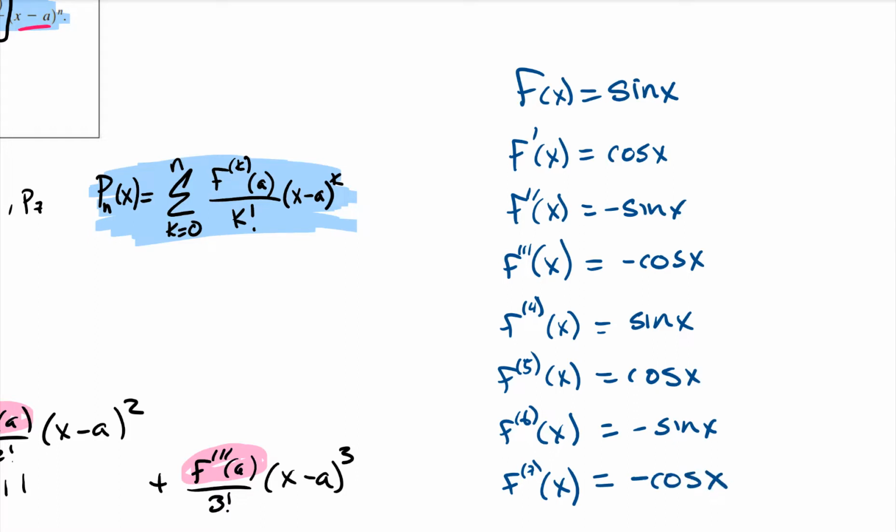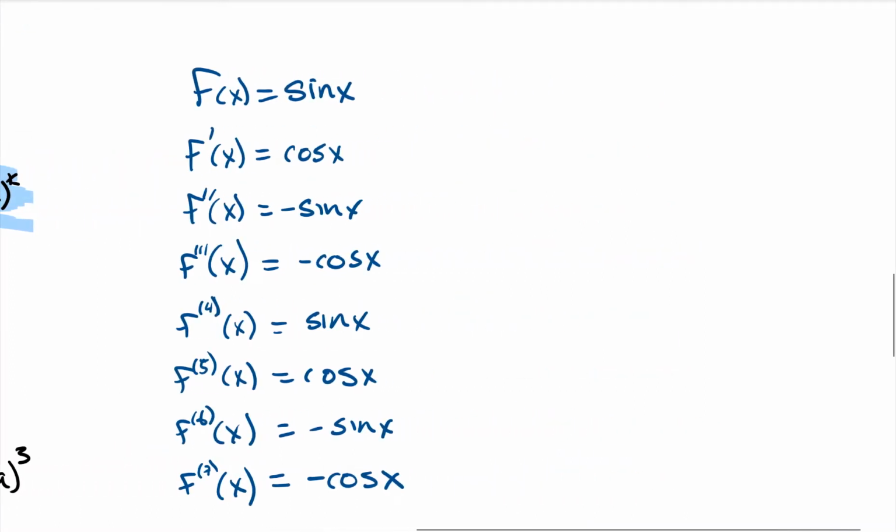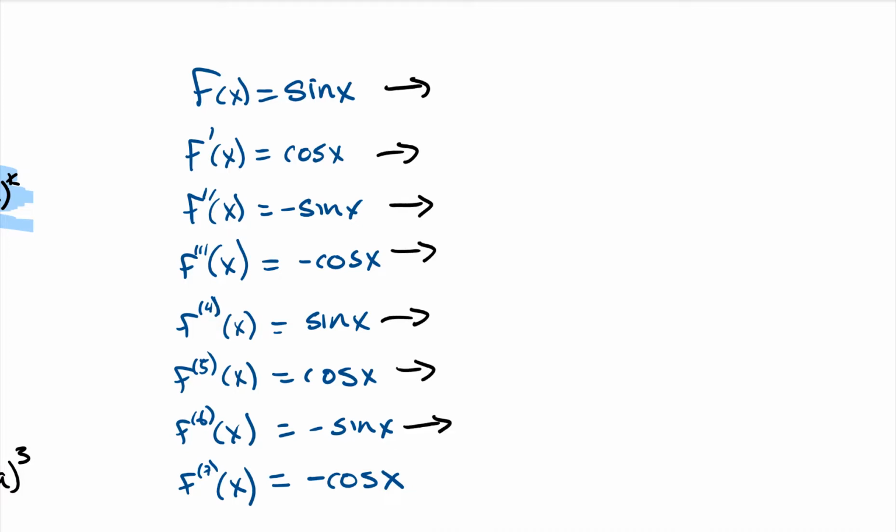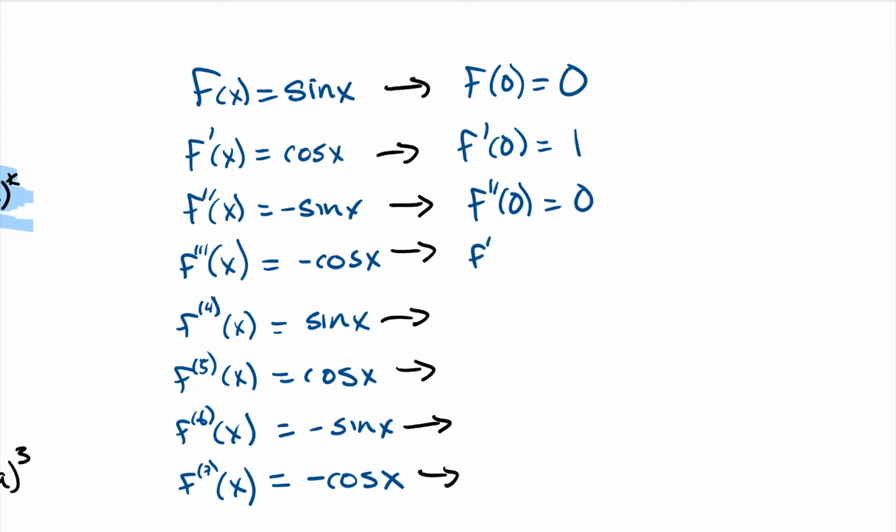So now what we'd like to do is we're going to need to plug in 0. So we're just going to jump over here and be like, well, what are all of those when you plug in 0? Because that's what we want. We don't actually care about the actual function. What's f of 0? That's 0. What's f prime of 0? Cosine of 0 is 1. F double prime of 0? Still 0. F triple prime of 0? Well, that's going to be negative 1.